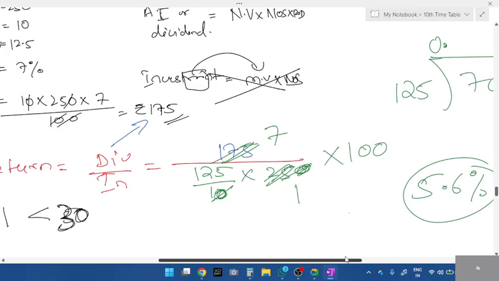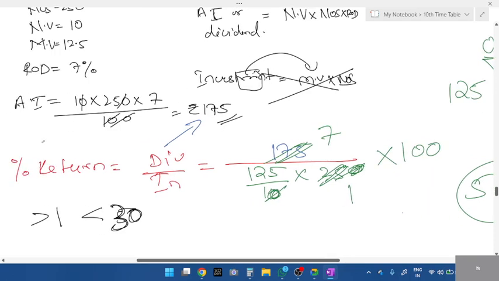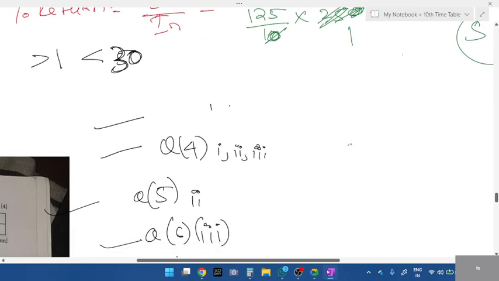Or all this confusion is not required. Whenever rate of return is given, just use this formula, students. For rate of return, the formula is percentage return or rate of return. The names are different, but the concept is the same. Rate of return.